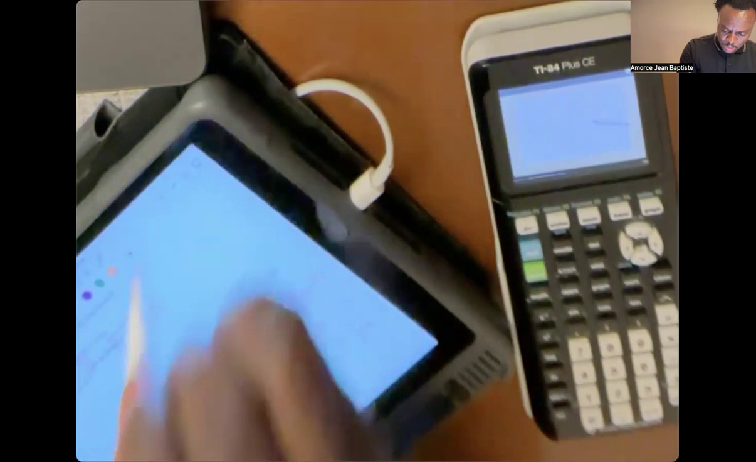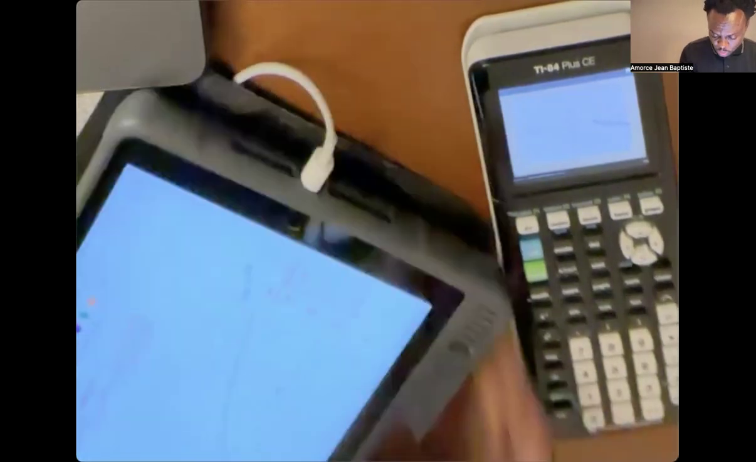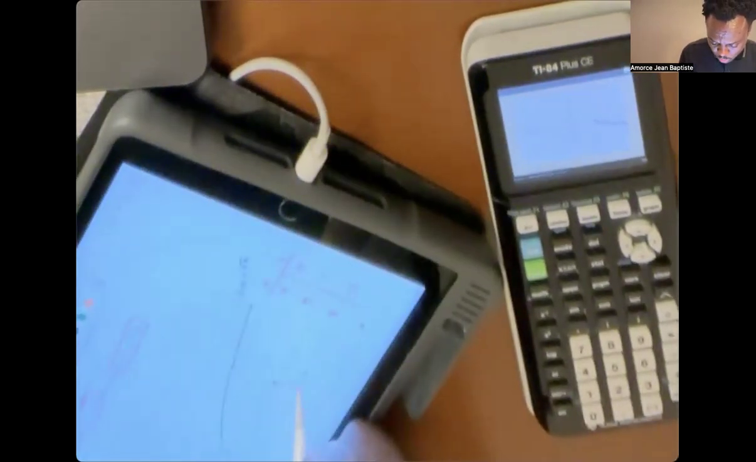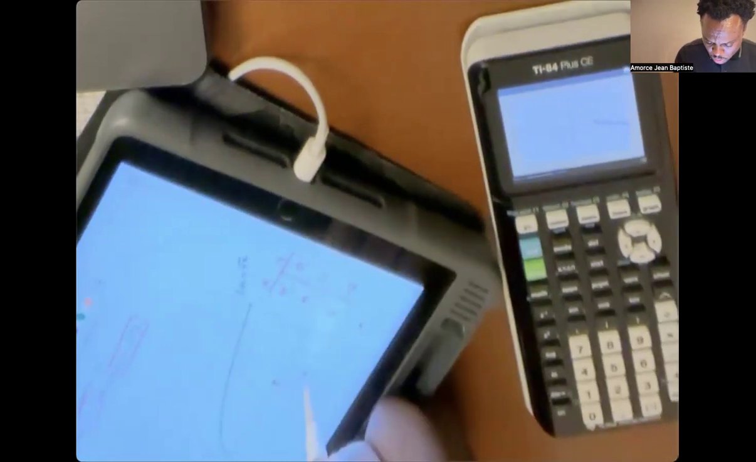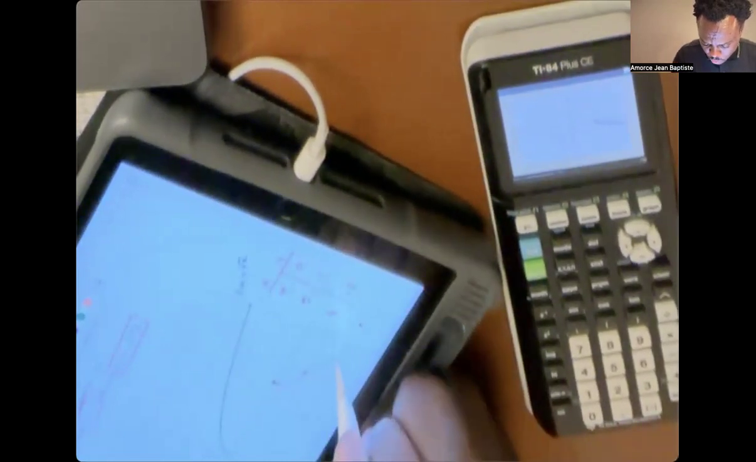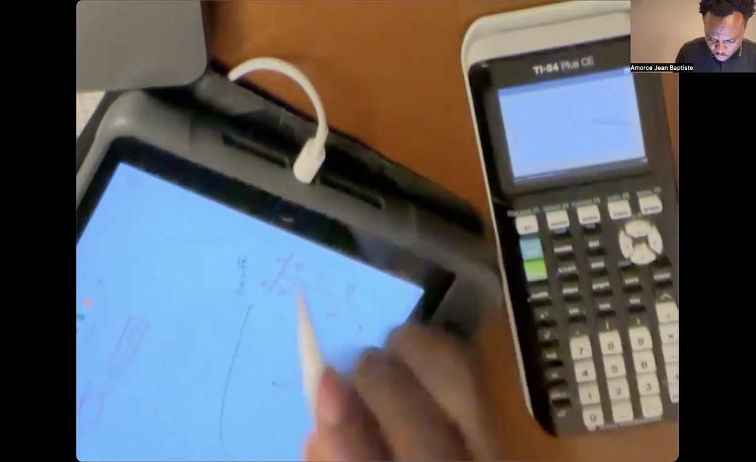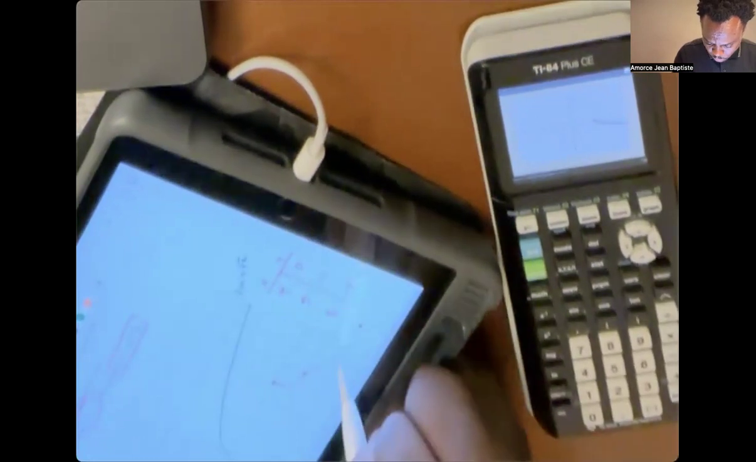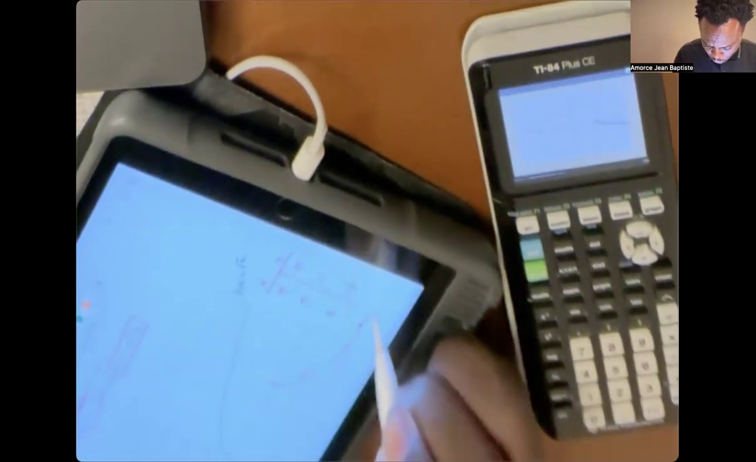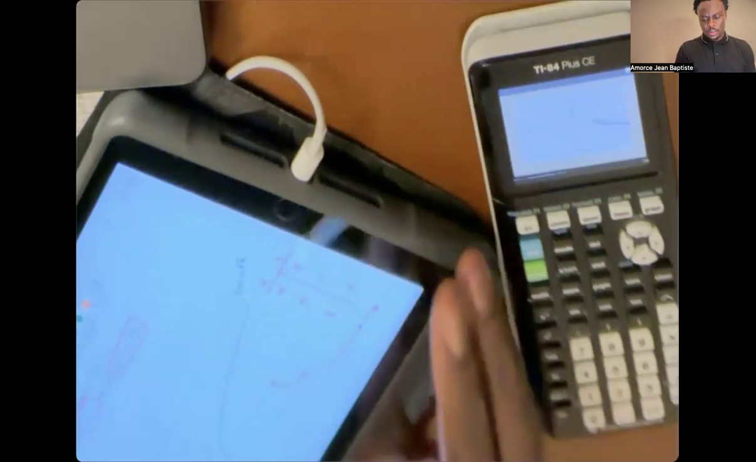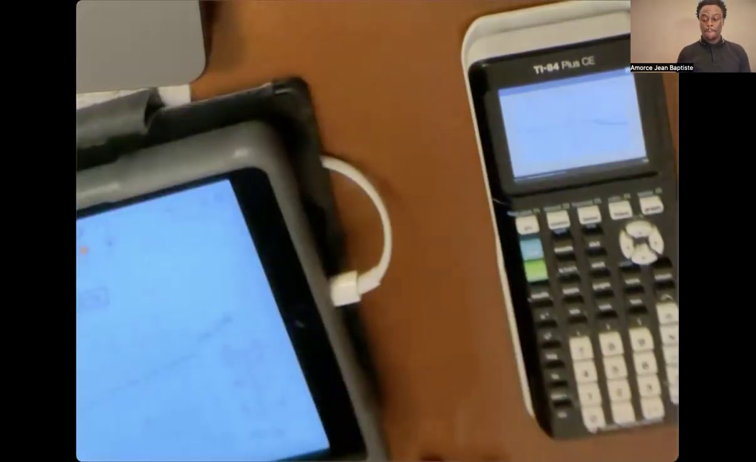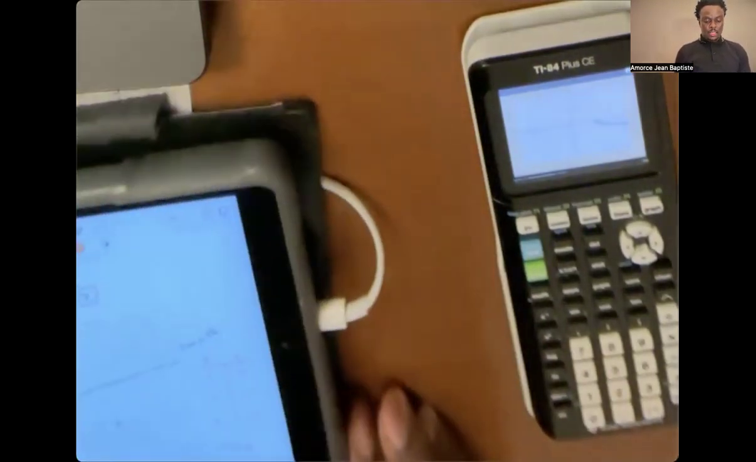Oh, this is not good. Let me try another one. All right, so here, and then that, you already get the idea of how it's going to look. Something like that. Okay, so that's the graph.